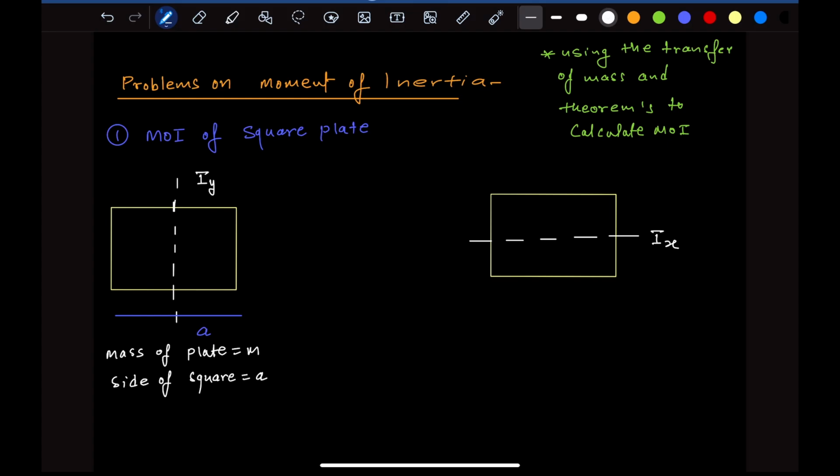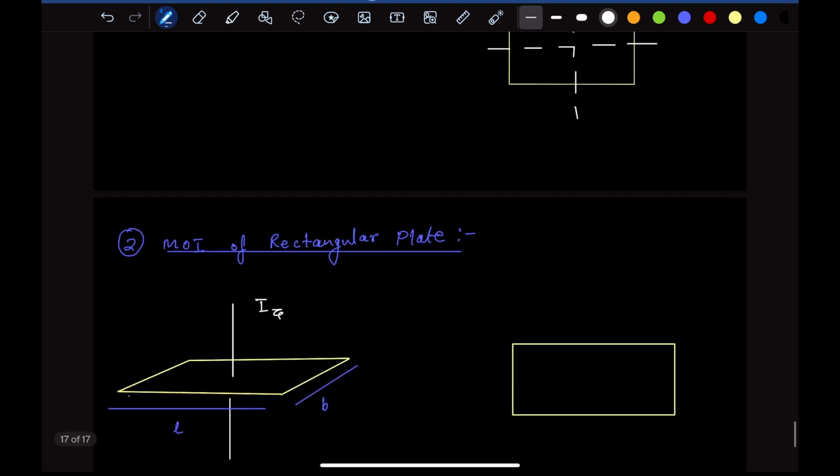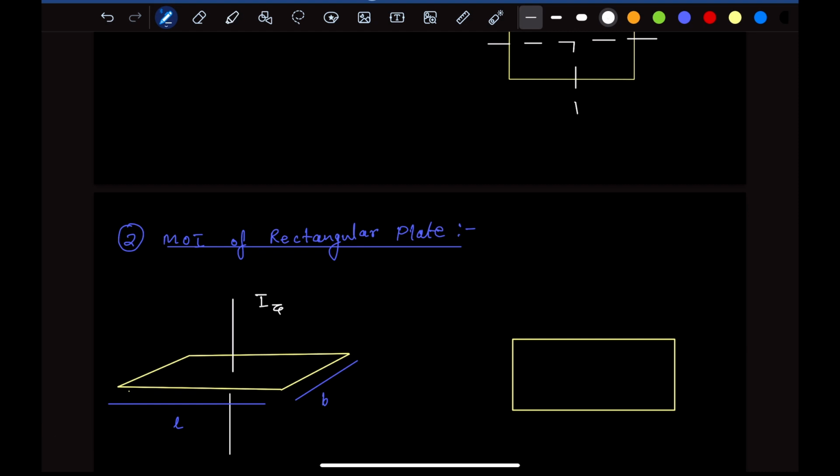Here we are going to discuss some problems on the moment of inertia, where we will use the transfer of the mass and some theorems to calculate. As you know, the perpendicular axis theorem and the parallel axis theorem can be used for the calculation of the moment of inertia. So I have taken two examples here. One, to calculate the moment of inertia for a square plate about different axes, and the second, the moment of inertia of the rectangular plate.